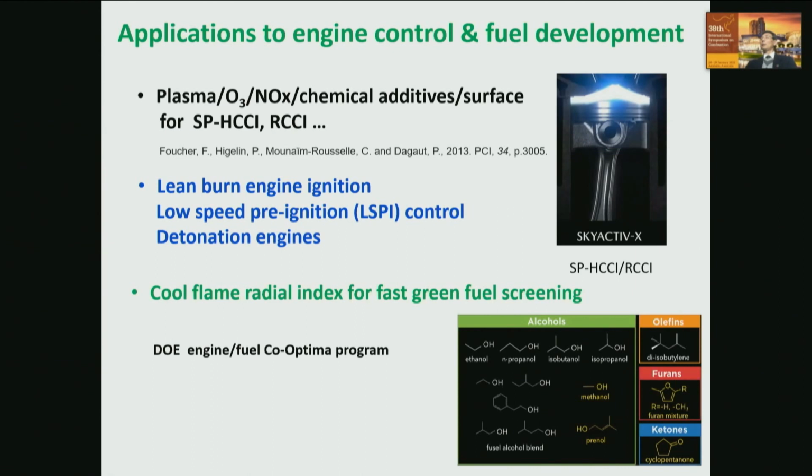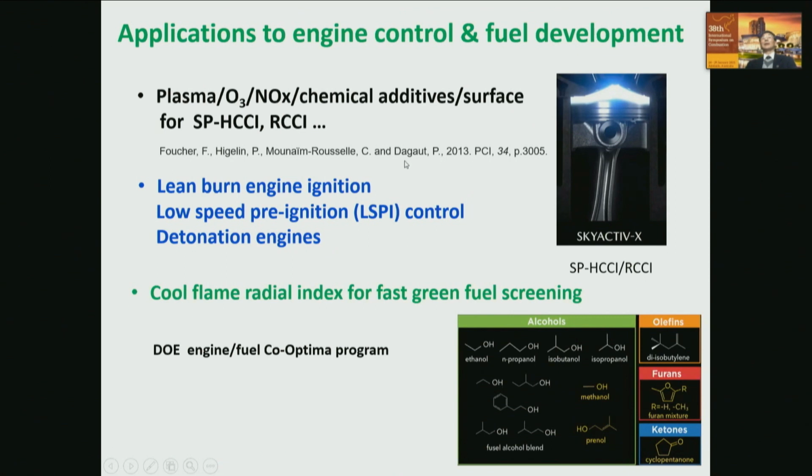So what are the applications of cool flames to engine control? Advanced engines always use low temperature ignition assisted combustion. So therefore plasmas, ozone, and NOx chemical additives, as we spoke about before, all affect the burning rate and ignition delay time of low temperature combustion, so that allows us to control HCCI and RCCI.